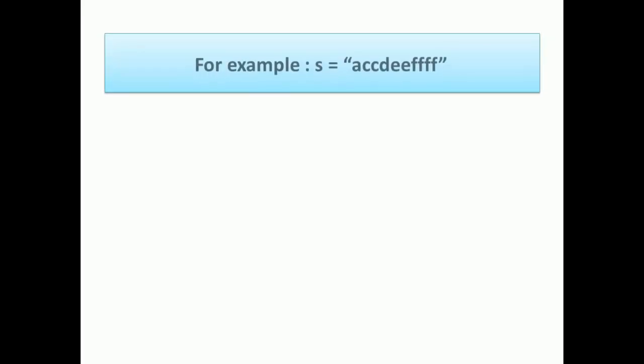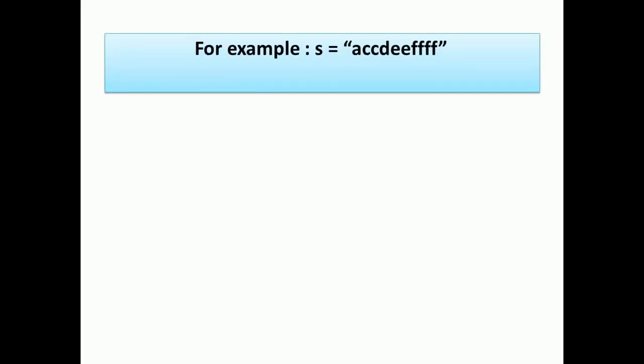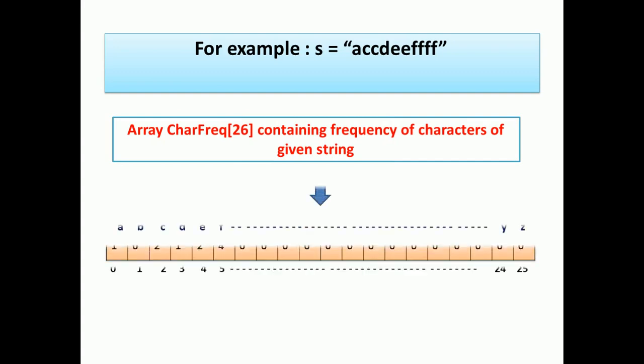Okay, so for a more appropriate understanding, let's consider an example. Let's say the given string is A, C, C, D, E, and F, F, F, F. This is how our array is going to look.